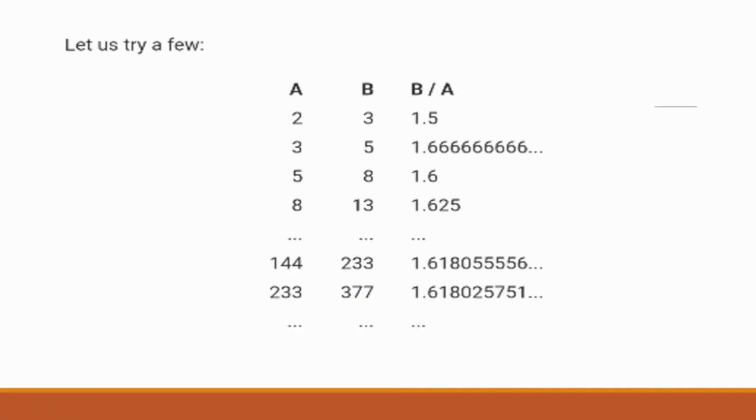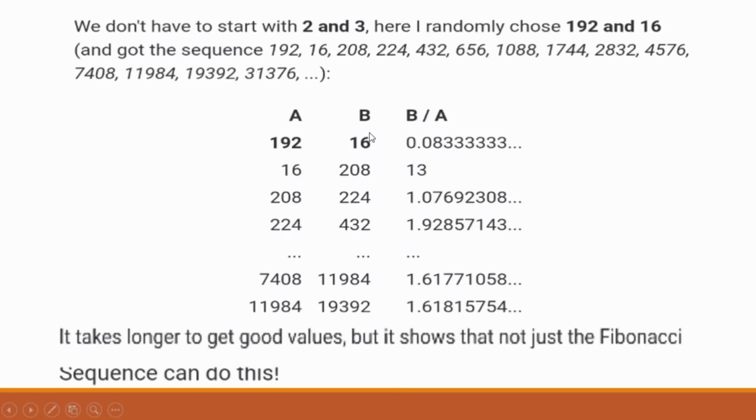So, dito, kung nag-start tayo sa 1, 2, 3, pwede tayo hindi mag-start sa 1, 2, 3. Here, I randomly choose 192 and 16 and get the sequence 192, 16, 208, 224, 432, 656, 1088, 1744, 2832, 4576, and so on.